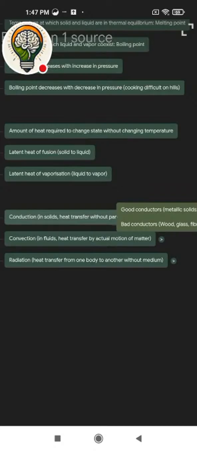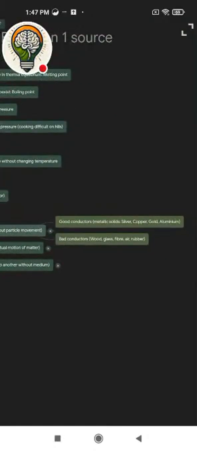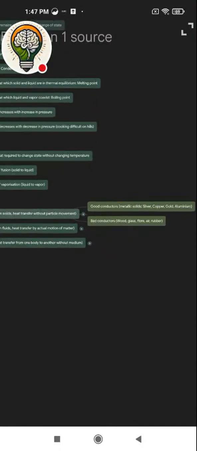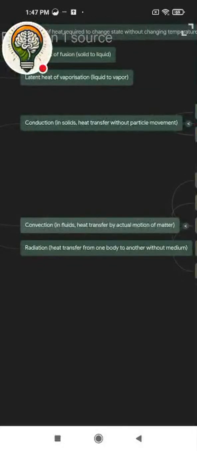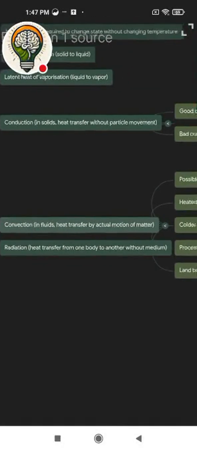So the good conductor materials are silver, copper, gold, and aluminum. Bad conductors are wood, glass, fiber, and rubber. Then convection: in fluids, heat transfer is by actual motion of matter.